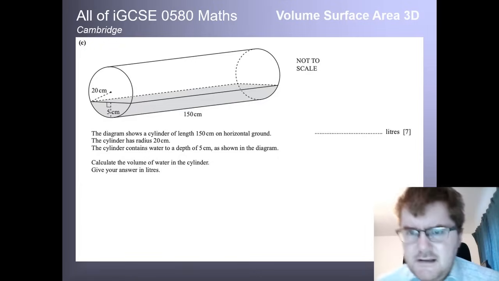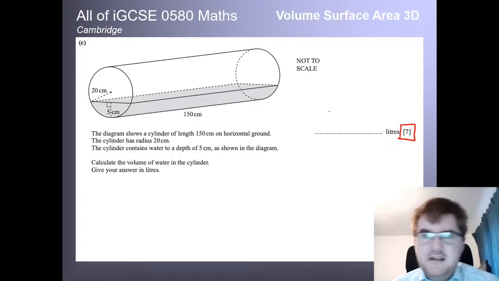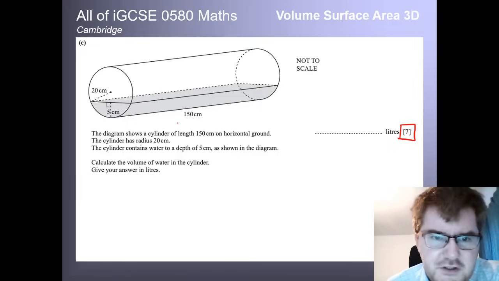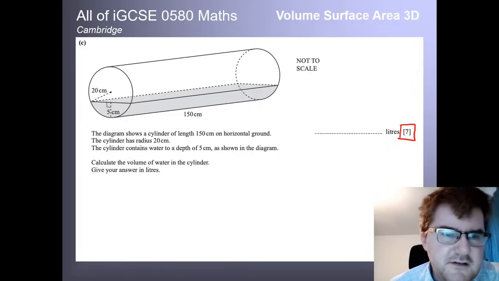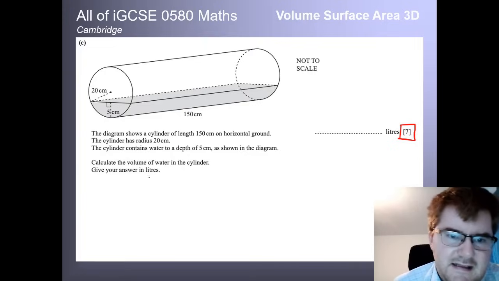On to part C, which is an interesting question. There's a whopping 7 marks, by the way, so I'll just point this out. This happens occasionally on these big 2D, 3D questions. You can get a ton of marks for these. So we've got a diagram. It shows a cylinder of length 150 centimetres on horizontal ground. The cylinder has a radius of 20. The cylinder contains water to a depth of 5 as shown. Work out the volume in litres.